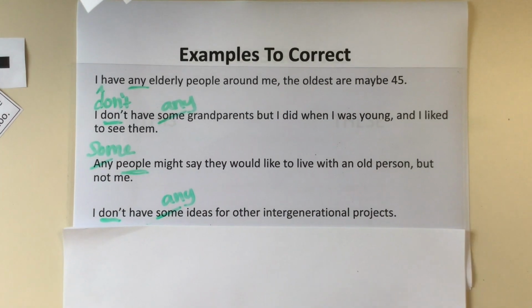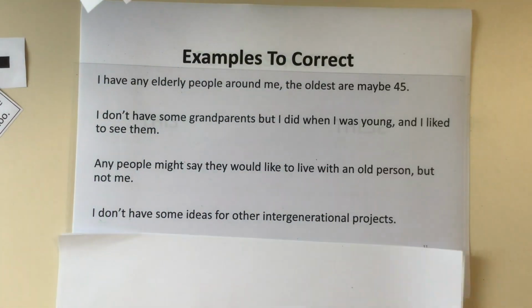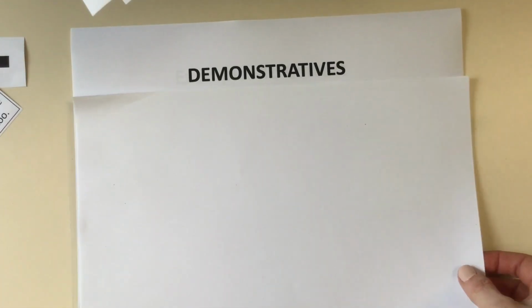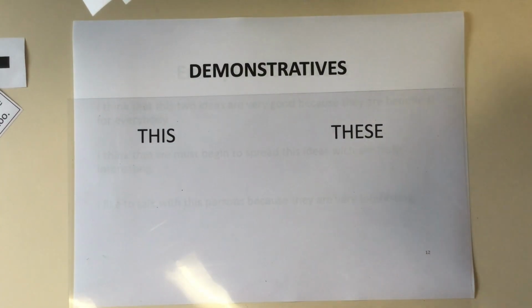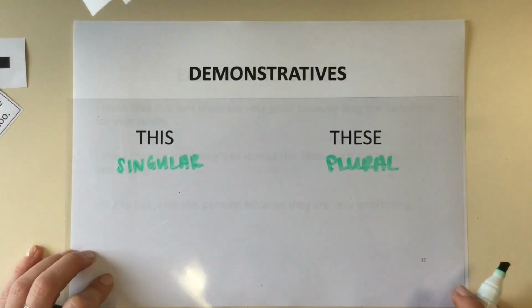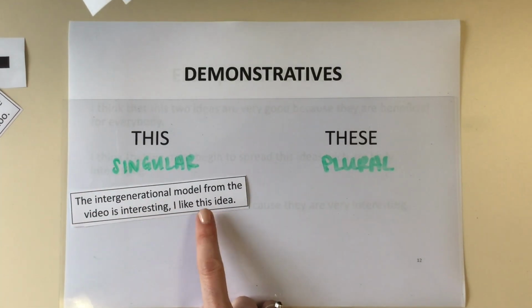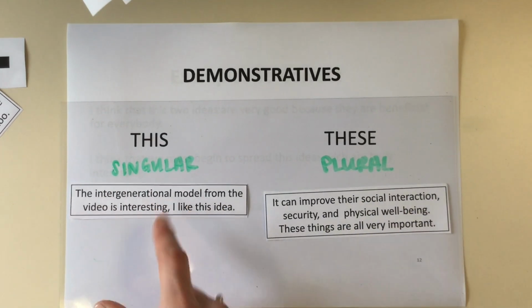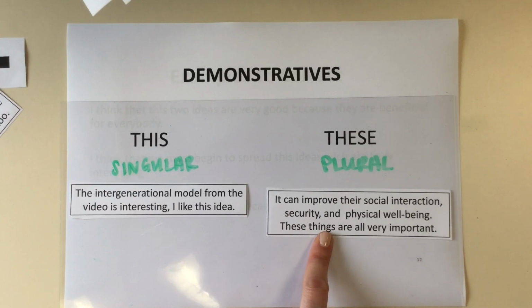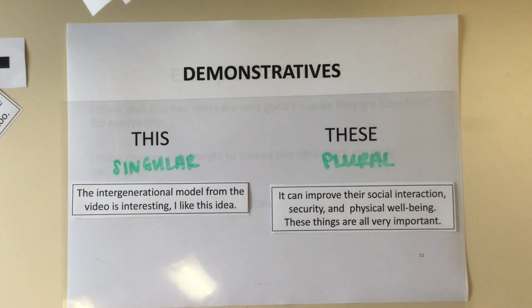That's it for quantifiers, so now we'll move on to our final type of determiner, demonstratives. Specifically, this versus these. Demonstratives are used for nouns near us physically, or especially useful when you're writing, nouns you've recently mentioned. This is for singular nouns, and these is for plural nouns. For example, this refers to the intergenerational model that was just mentioned in the former sentence in singular, and these refers to social interaction, security, and physical well-being, all things mentioned again in the former sentence.